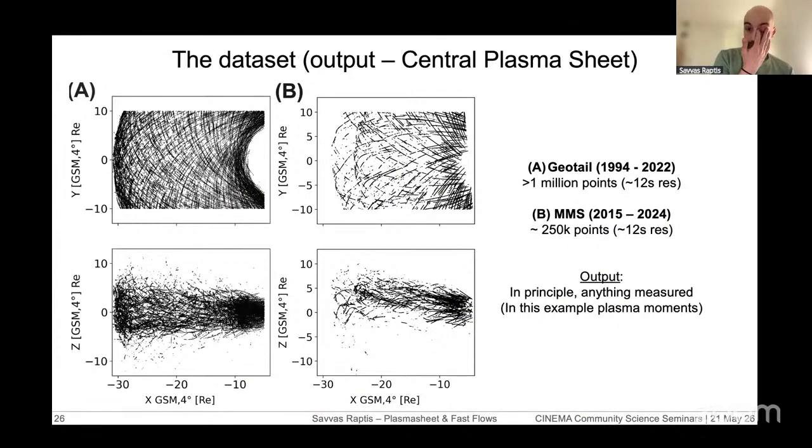This I will skip. It's the same exact dataset I showed you in the previous slides. All of those originate from the very first work we did a couple of years ago, where we split the dataset into different regimes. So this is looking at all the points of the Geotail and MMS missions in two different planes.